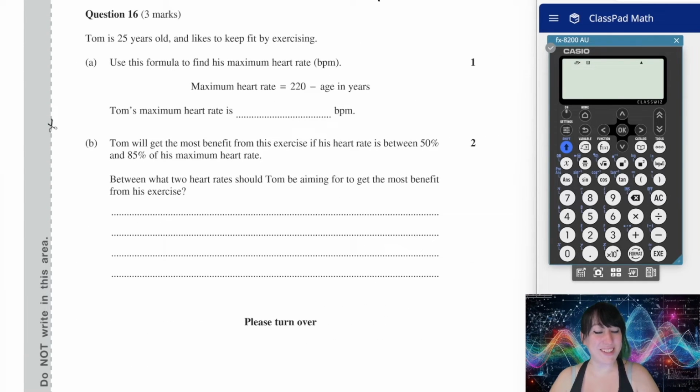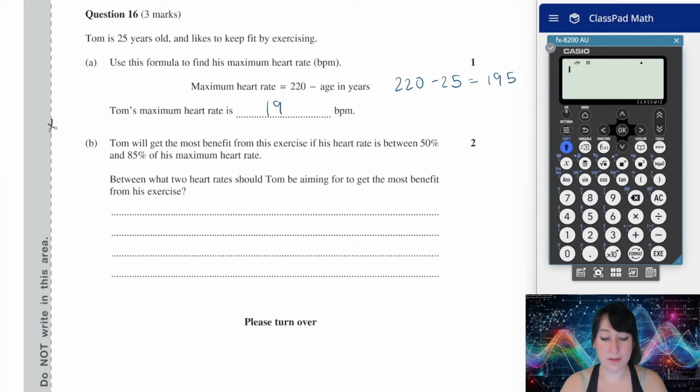All right, question 16. Tom is 25 years old and likes to keep fit by exercising. Use this formula to find his maximum heart rate in BPM. Maximum heart rate equals 220 minus age in years. Tom's maximum heart rate is blank BPM. So we're just going to use the formula 220 minus 25, which is 195. That one's a pretty easy one.